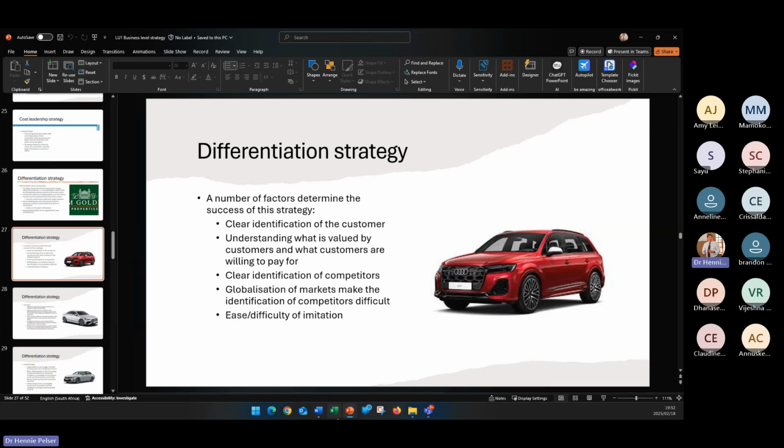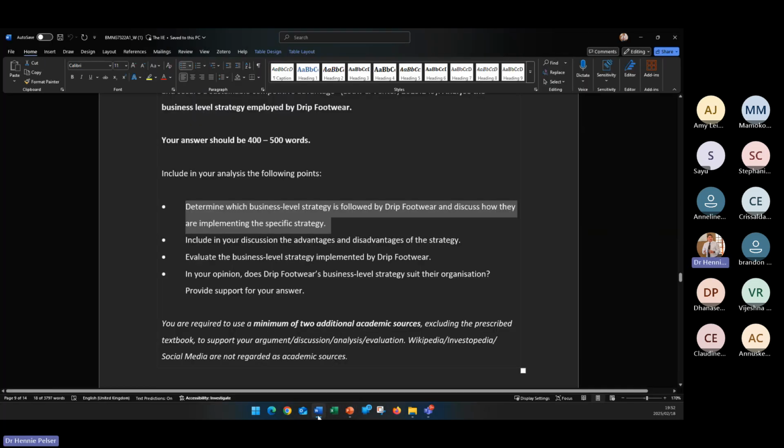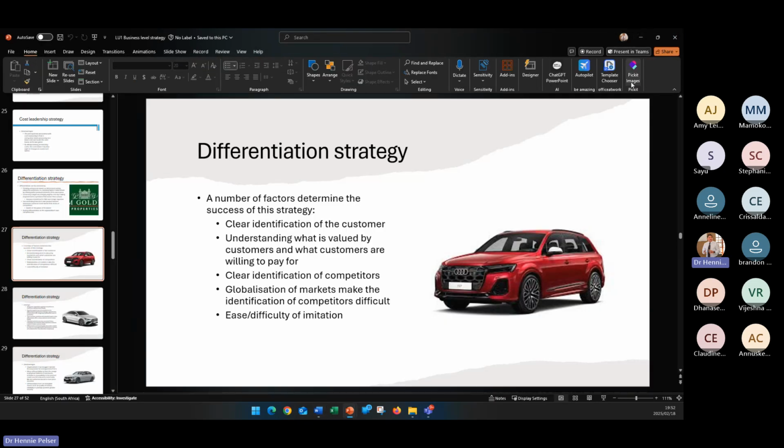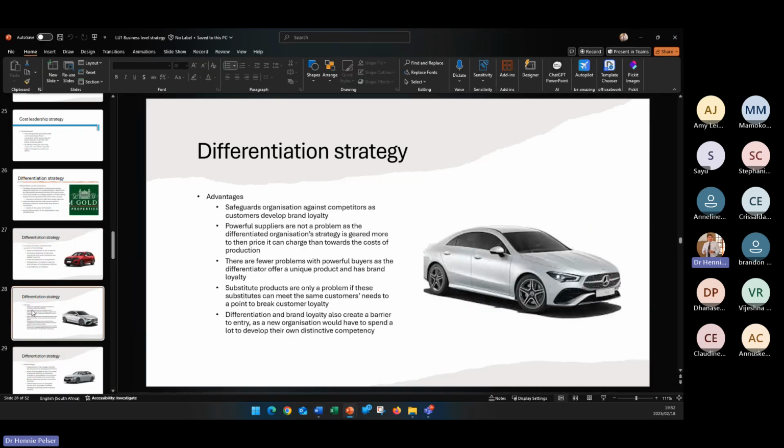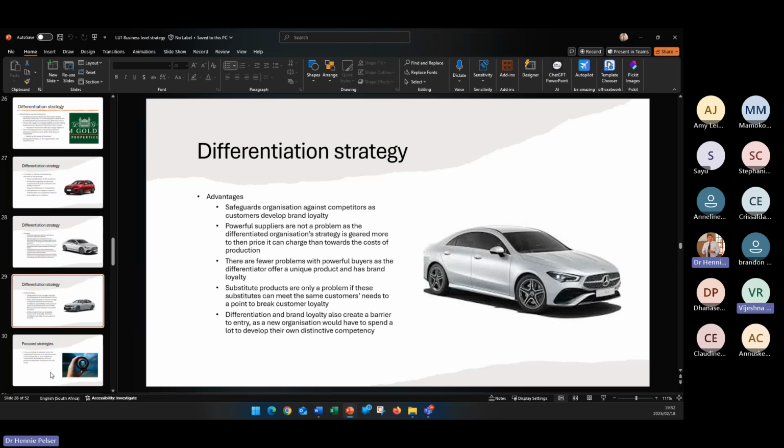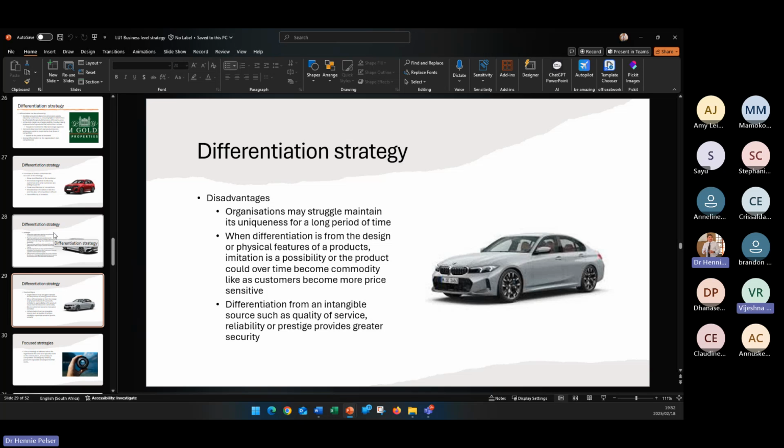Right. So if we go then through the question, advantages and disadvantages of that strategy. If you are going to go with differentiation, advantages are on slide 28, and then disadvantages are on slide 29.